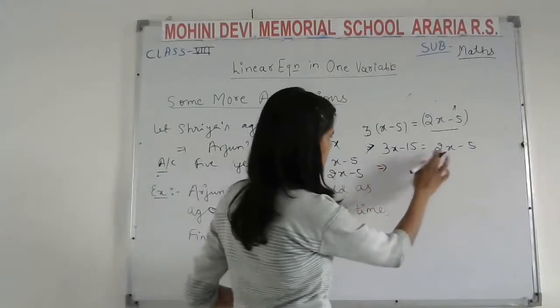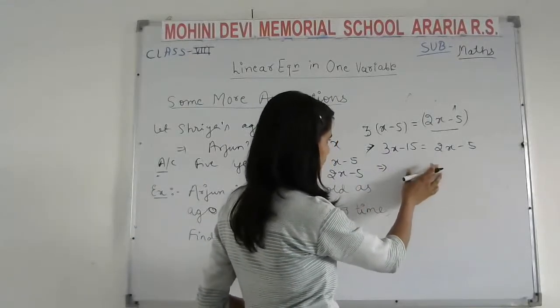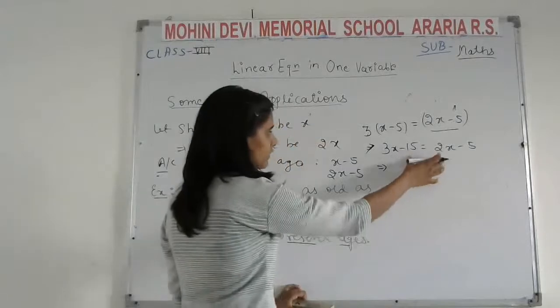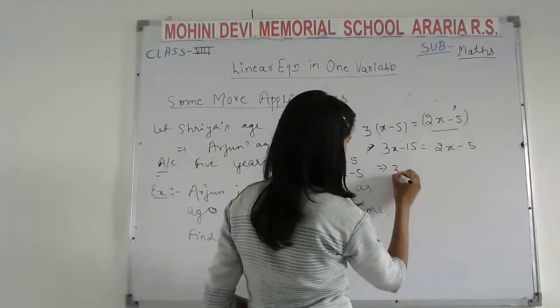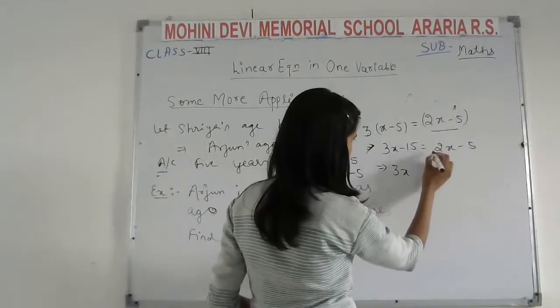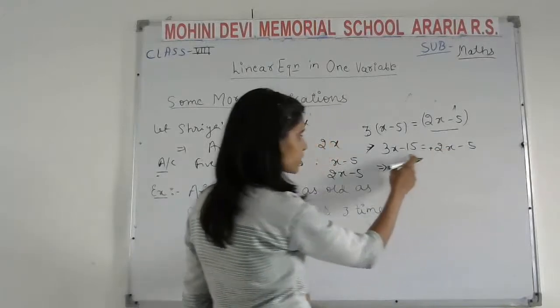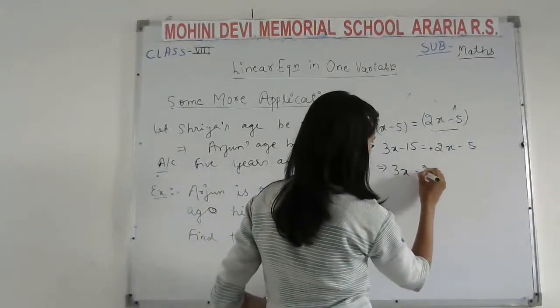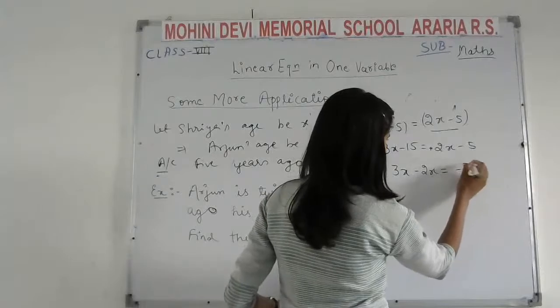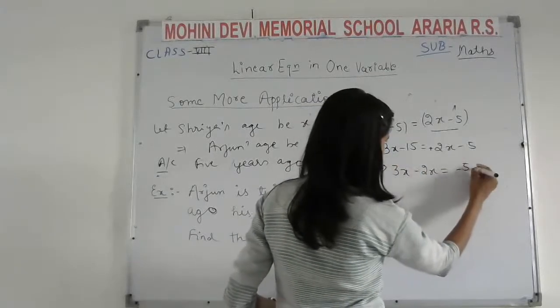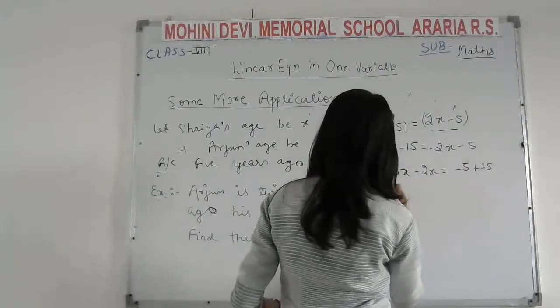Now 3x, here we have 2x. We will try to separate variables and constants. Keep 3x here and shift this 2x here. Since it has a plus sign, on shifting into the LHS, it will become minus 2x. Same happens here. Here it is minus 15. On the other side, it will be plus 15.